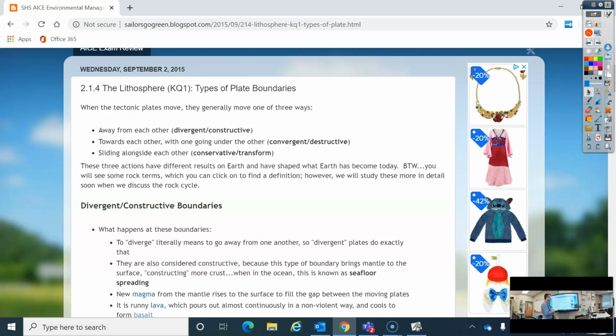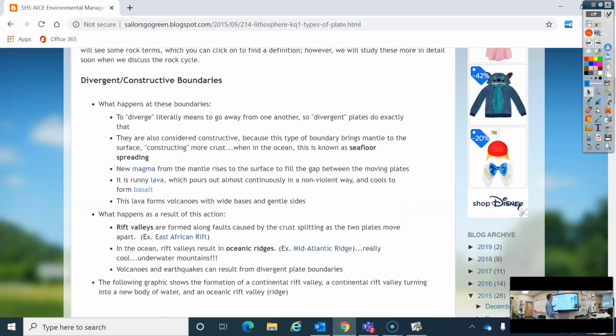You'll see some rock terms in here, which you can click on and find a definition yourself. However, we're going to have a whole section on that in 2.1.6. So what happens at the divergent boundaries? Remember, to diverge means literally to go away from one another. So divergent plates do exactly that.